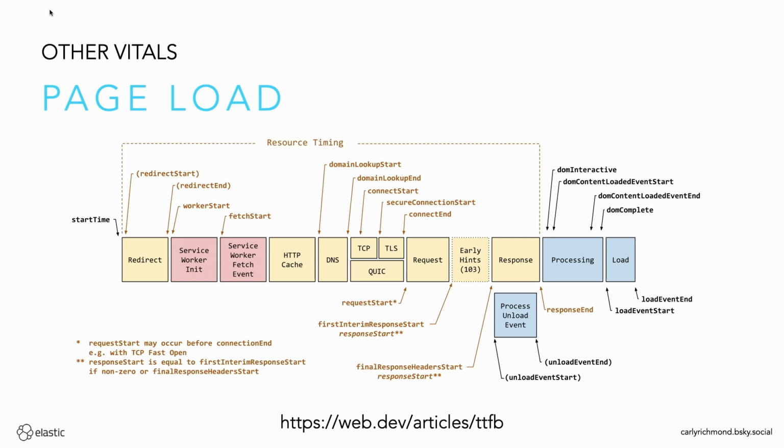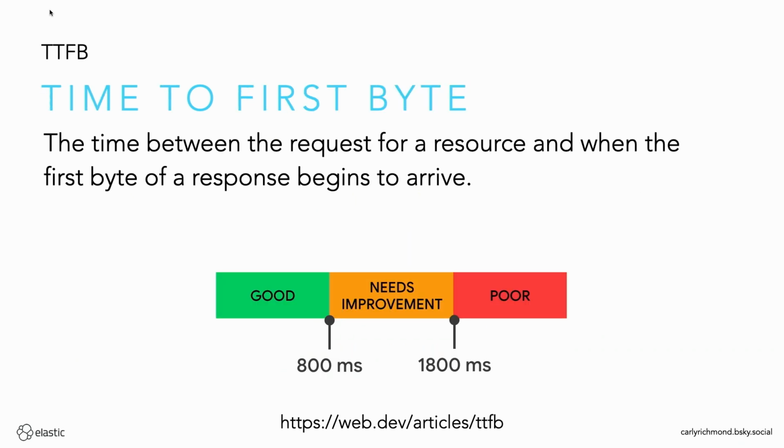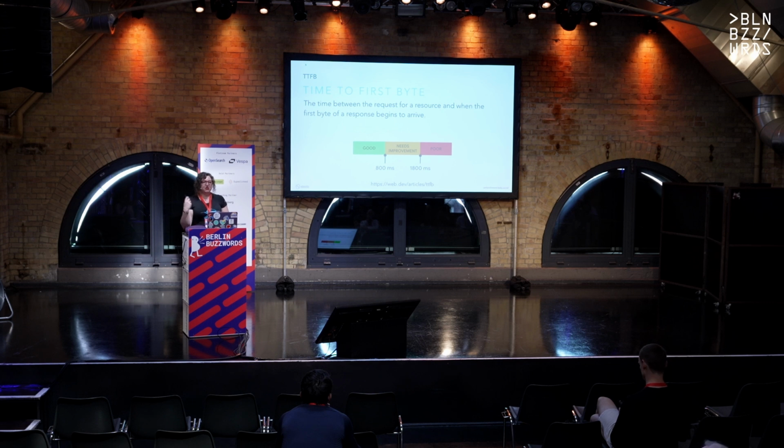But it's not just that. There are other vitals too, okay? And we need to think about aspects such as page load, the loading time of assets, and quite often a common measure that people illustrate on this one would be time to first byte. Has anyone heard of time to first byte? More nods here, cool. So this is basically the time between a request for a resource and the first byte of the response starting to come through. It's pretty straightforward. And ideally, the benchmark is 800 milliseconds.